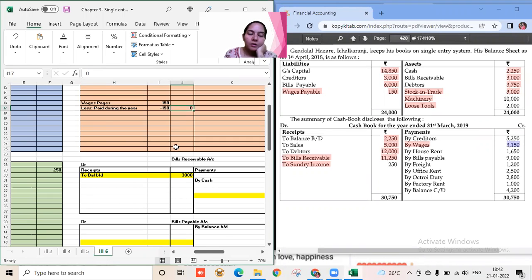Yes, ma'am. Even if you don't show this, even if you don't write the wages in the balance sheet, it will still be accepted in the exam, because it is ultimately becoming 0. But if you want to show the movement, show it properly. 150 minus 150 becomes 0. Okay?